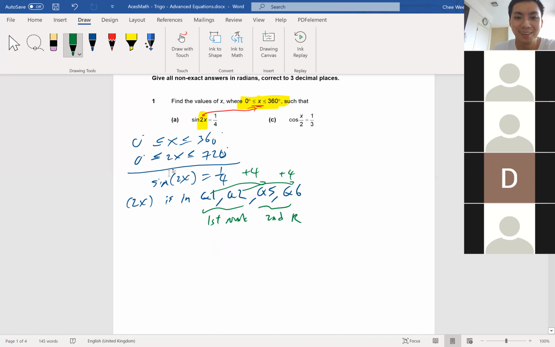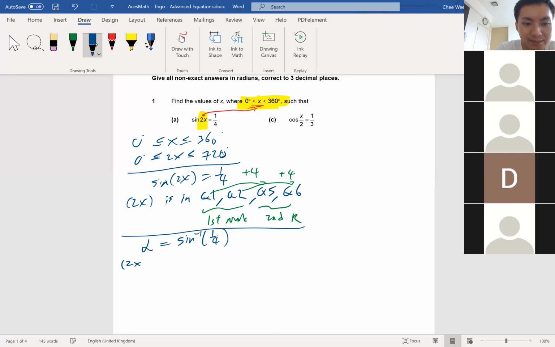Any questions? So you need to write this down: Q1, Q2, Q5, Q6. That will give you the inkling that there is a second revolution coming into play here. Then you will write alpha, same gameplay, sine alpha is a quarter. Then I want you to always maintain this habit, 2x, because the angle captured by the trigo is still 2x. So all these steps are solving for 2x. So this will be equal to alpha, 180 minus alpha, the one for Q2, 360 plus alpha, 360 plus 180 minus alpha.